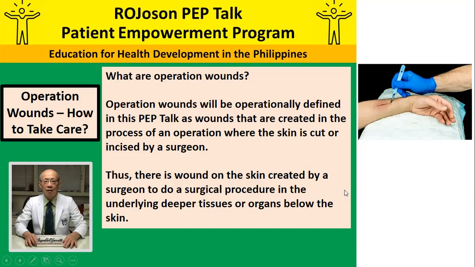So there is a wound in the skin created by a surgeon to do a surgical procedure in the underlying deeper tissues, usually, or you can do an operation on the surface of the skin, but usually it can also be done on deeper tissues as well as in the organs below the skin, just like in the abdomen, within the abdominal cavity.